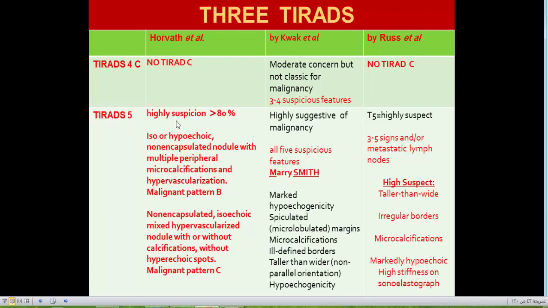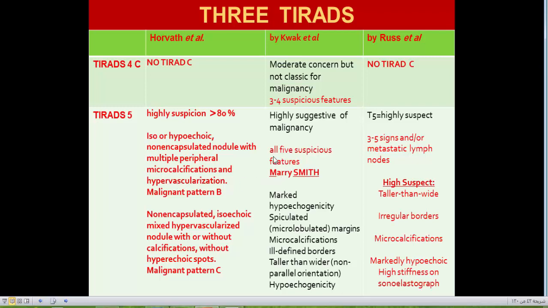TI-RADS 5 is highly suspicious, more than 80%, highly suggestive, highly suspect in the 3 classifications. In Horvath, it is an iso- to hypoechoic non-capsulated nodule with multiple peripheral microcalcifications and hypervascularization, malignant pattern B.